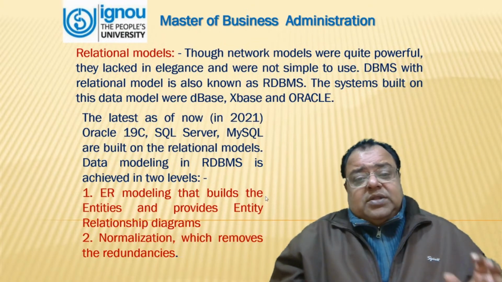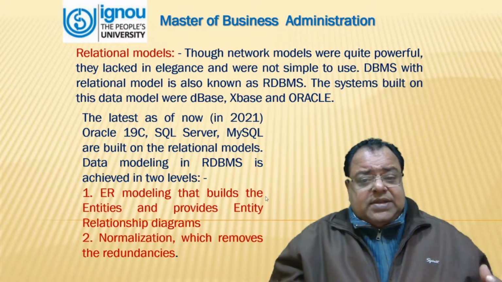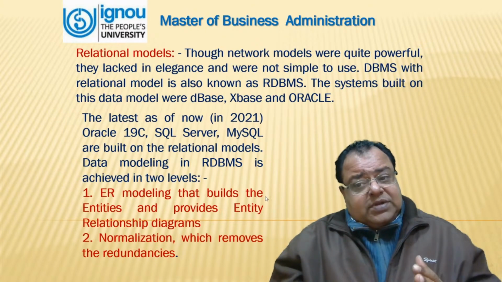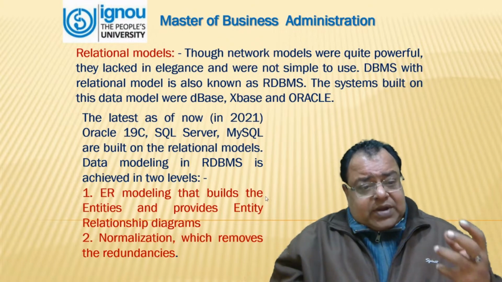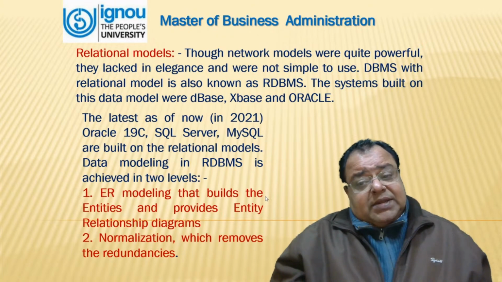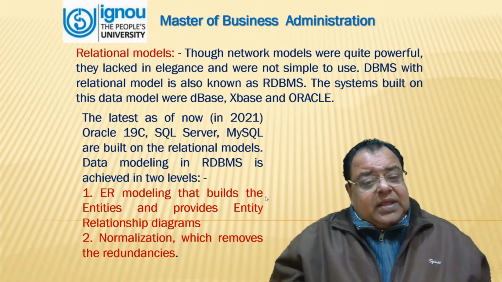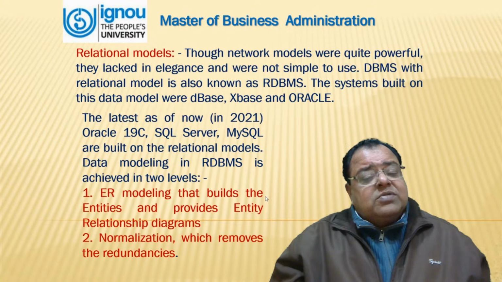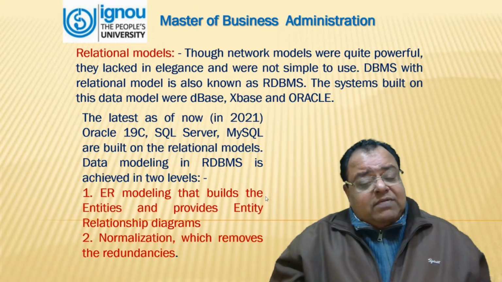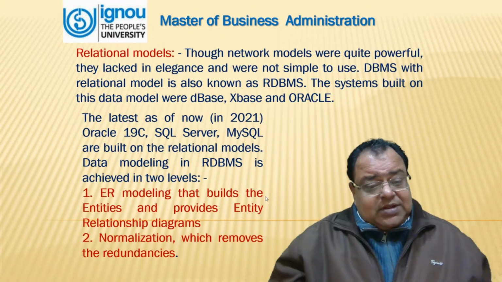Relational models: though network models were quite powerful, they lacked elegance and were not simple to use. A DBMS with a relational model is known as an RDBMS. The systems built on this model were dBase, Xbase, and Oracle. The latest as of now, in 2021, Oracle 19c, SQL Server, and MySQL are built on the relational model.